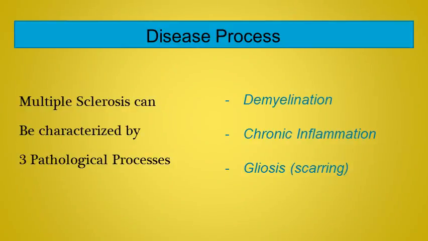Multiple sclerosis is a chronic, progressive, degenerative disorder that can be characterized by three pathological processes: demyelination, which is the breakdown of the myelin sheath, chronic inflammation, and gliosis, or scarring.